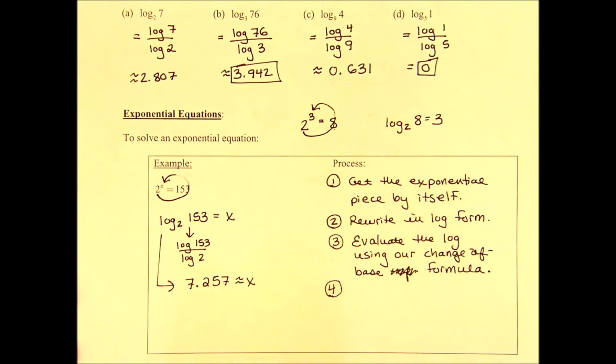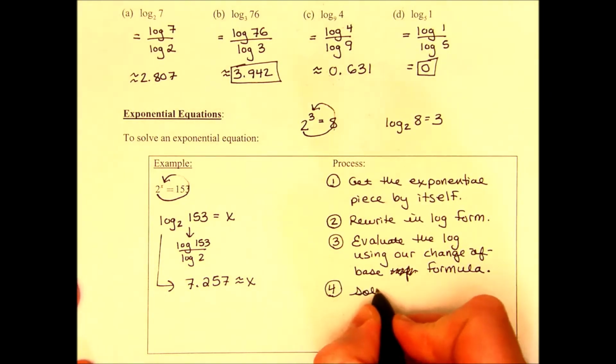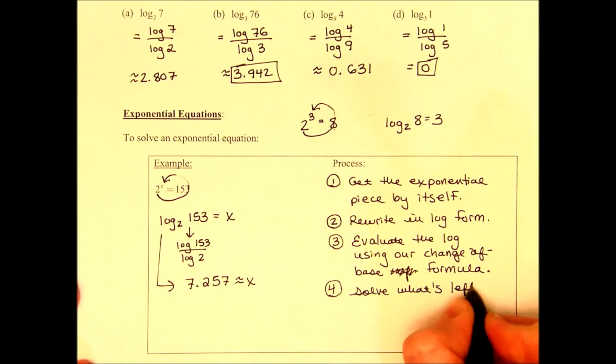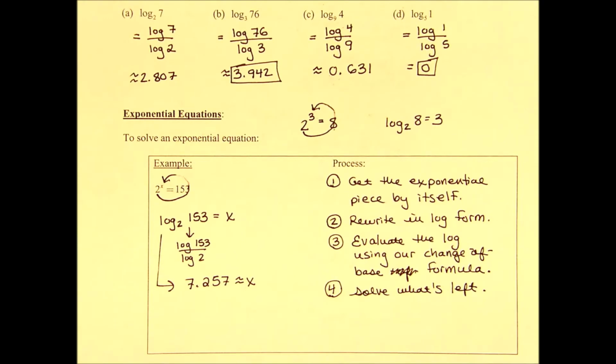There is one more step, but it doesn't really matter in this particular problem. If this wasn't x, but something like x plus 2 or 2x minus 3, our final step would be just to solve what's left. But what I just figured out is if I do 2 raised to the 7.257, I'm going to get pretty close to 153. What I hope you're realizing is this is the exact same idea that we were doing on the top of the page, just kind of written as an equation rather than just a straight logarithm.